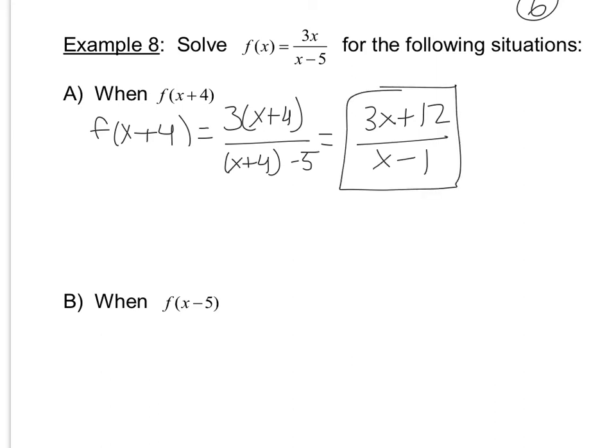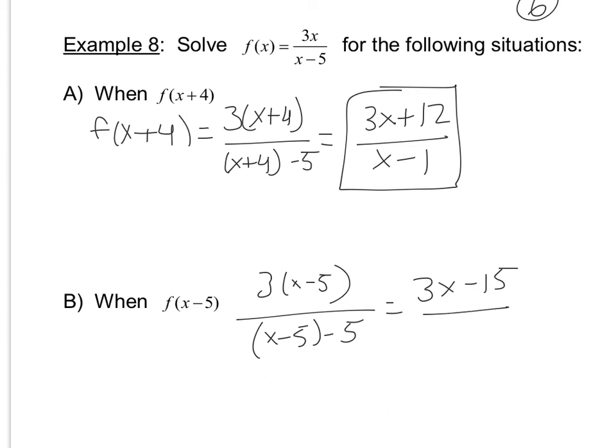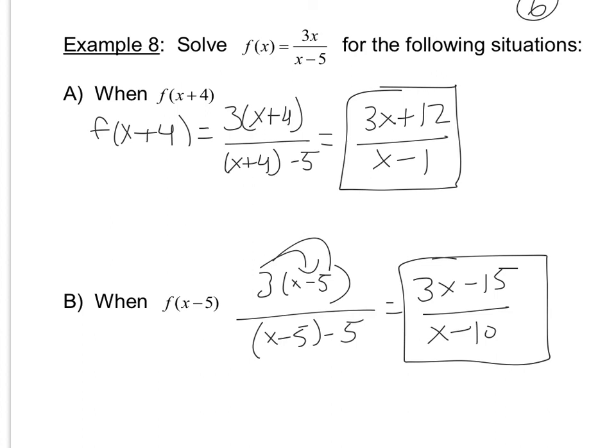Okay? So for x minus 5, we're going to get 3 times the quantity x minus 5 over x minus 5 minus 5. So you get 3x minus 15 over x minus 10. Because you distribute, and negative 5 minus 5, negative 10. Okay, so hopefully you're remembering these. Let's take a look at some more.